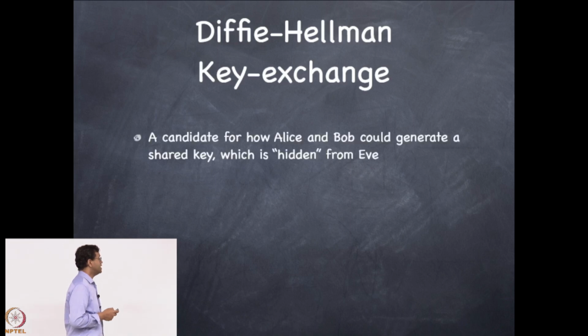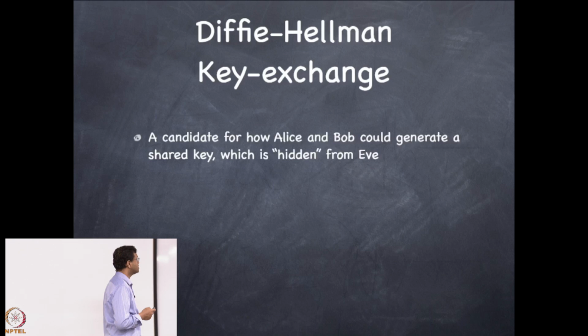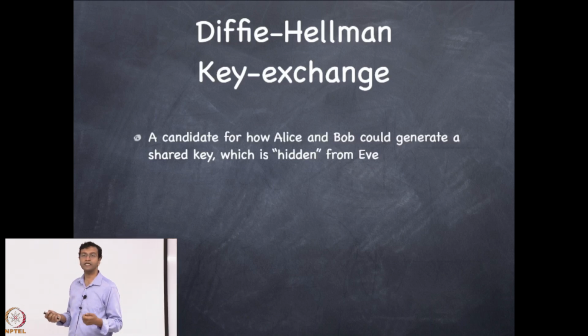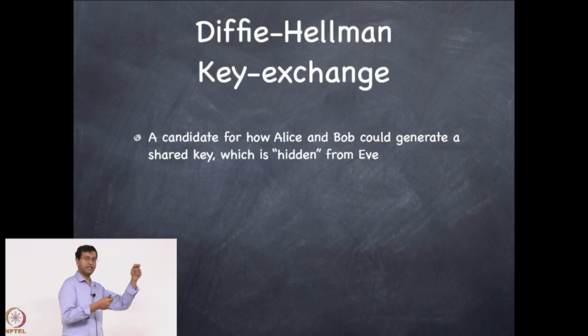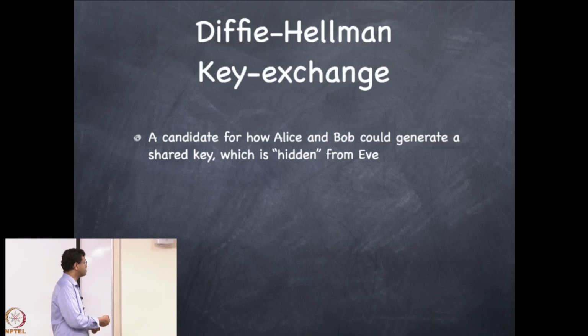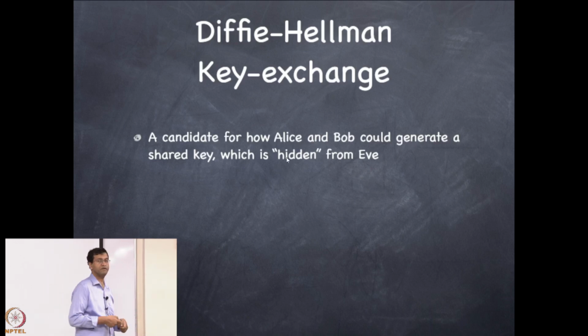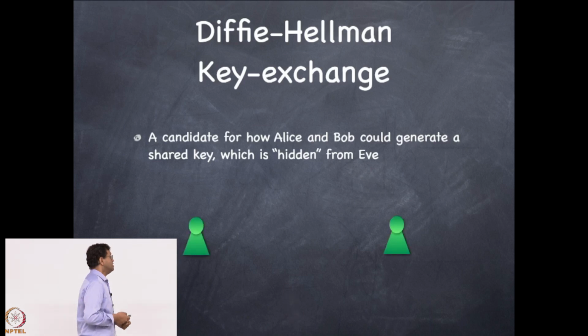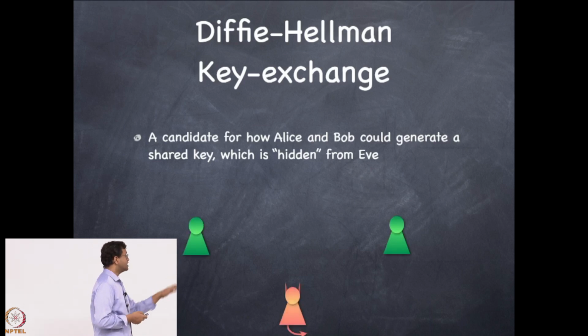So here is an idea. Somehow the plan is for Alice and Bob to generate a secret key, and then they can use that for symmetric key encryption. So they want to generate a key that they will both know, but will be hidden from Eve. So it has to be random or pseudo-random. So here is a protocol. We have our Alice, Bob, Eve.